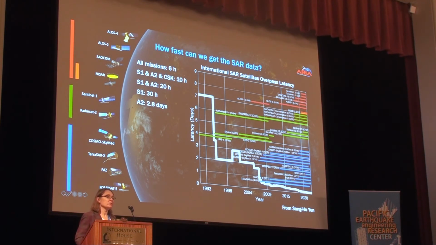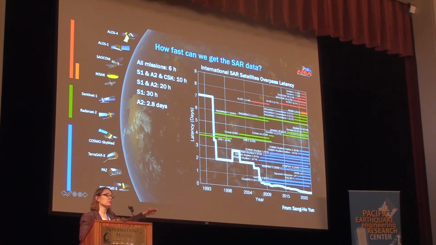But looking ahead to the future and just looking more globally, Sang Ho did an analysis to see, well, okay, what is the average wait time expected for an overpass following a particular disaster? So this is a somewhat complex chart, but basically it's showing that as we go towards the future, the wait time for an overpass from one of the available synthetic aperture radar satellites is going to go down.